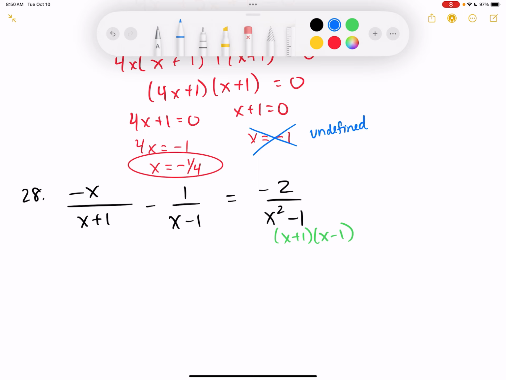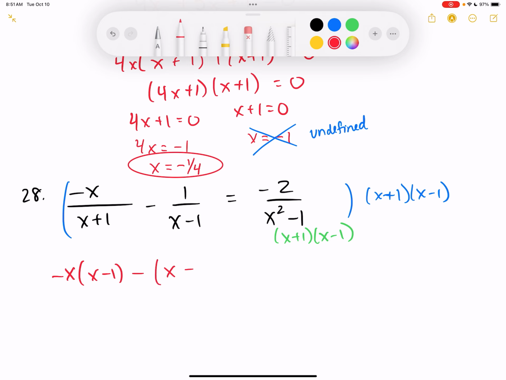So then I can multiply the whole thing by x plus 1 and x minus 1. So with the first fraction, the x plus 1s are going to cancel. So that's going to leave us with negative x times x minus 1. Minus, on the second one, the x minus 1s are going to cancel. So we're going to be left with x plus 1.